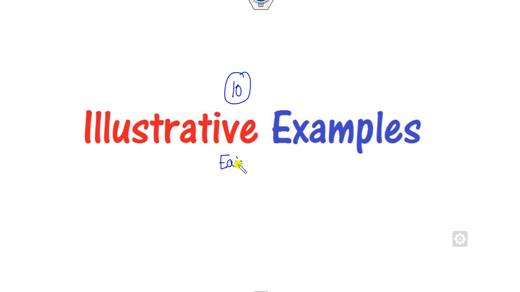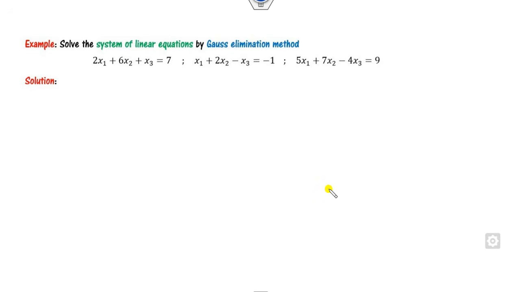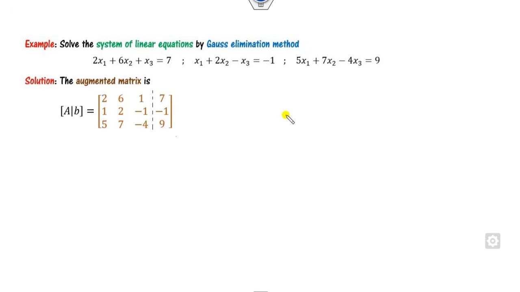I will tell you one of the easiest ways, a shortcut trick, with which you can complete the entries within a fraction of a second. First of all, solve the system of equations by Gauss elimination. Remember, step number 1 is always to write the augmented matrix. You write the first row as 2, 6, 1 and 7. Because this is the right-hand side, I use this dotted column to distinguish it.